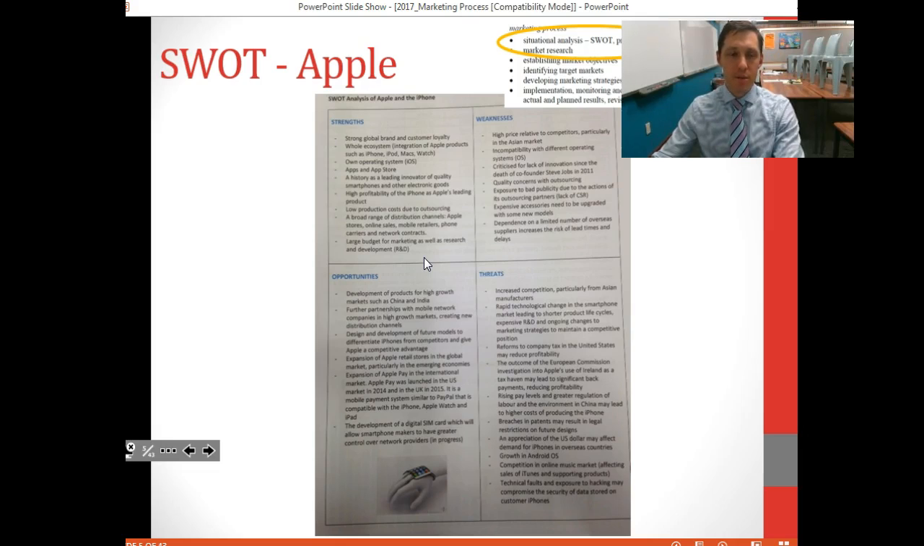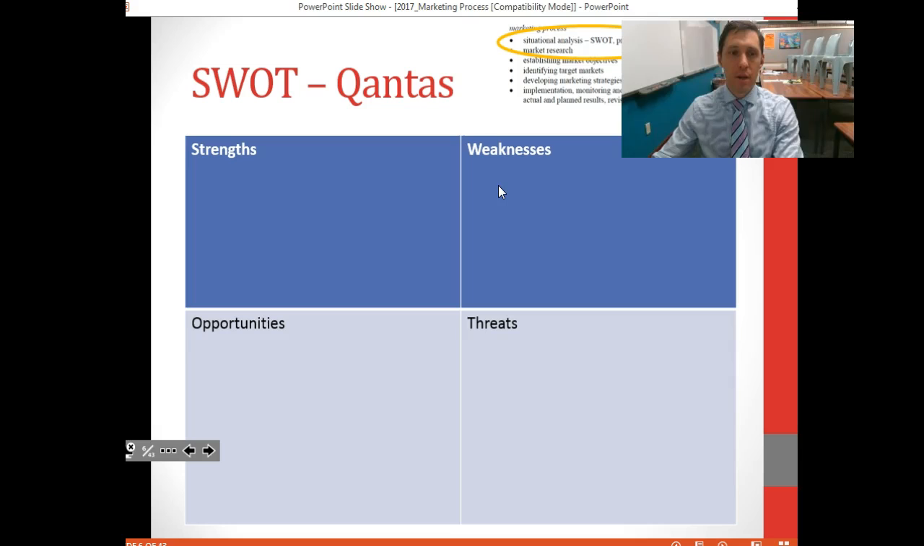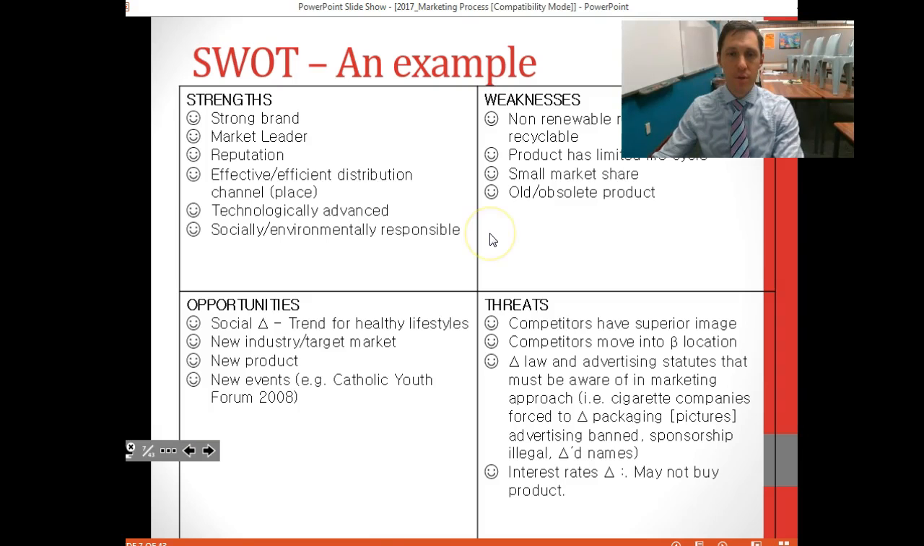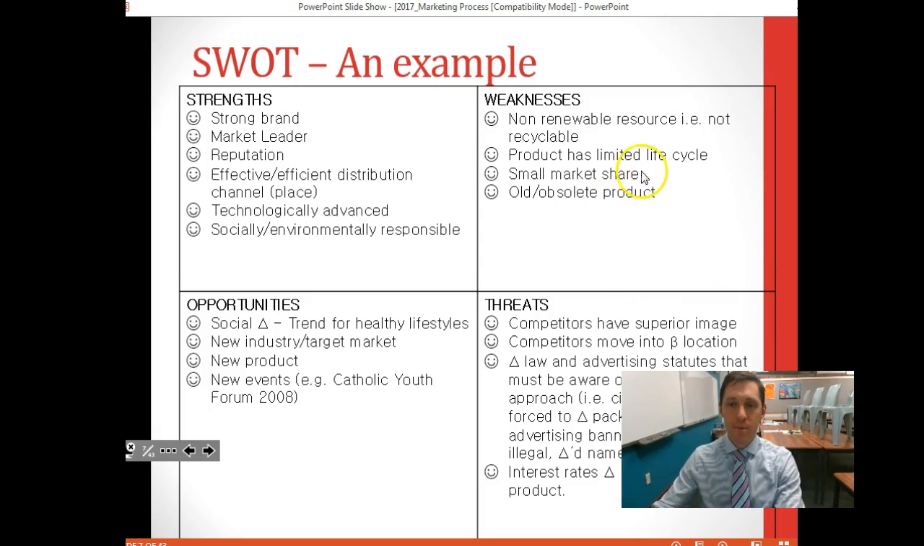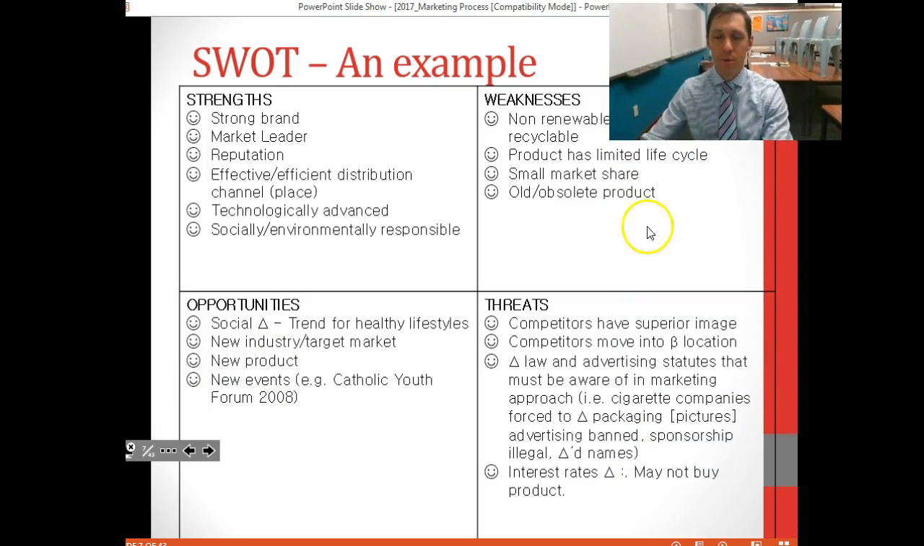Okay, and there's an example of a SWOT analysis for Apple that we looked at in class. We did a SWOT analysis of Qantas in class, and there's just a generic example of a SWOT analysis. So some of the strengths could be you've got a strong brand, the business is a market leader. Weaknesses, product has limited life cycle, so it's got a relatively short life cycle. Opportunities, potentially there are new product opportunities. There might be some new events to launch your product at or sell your product at. And threats, potentially your competitors, they've got superior image. The competitors might be moving into a new business location.